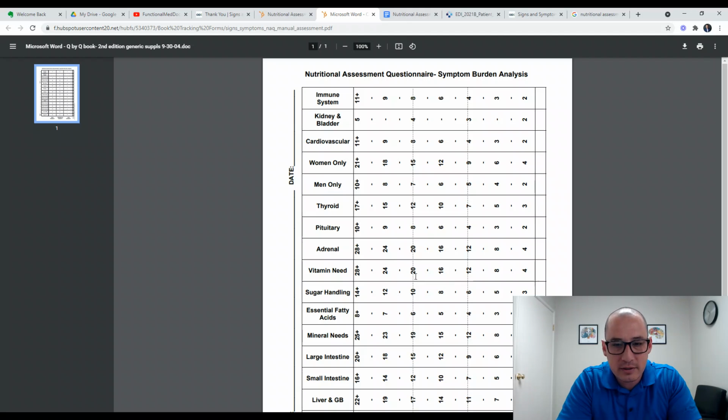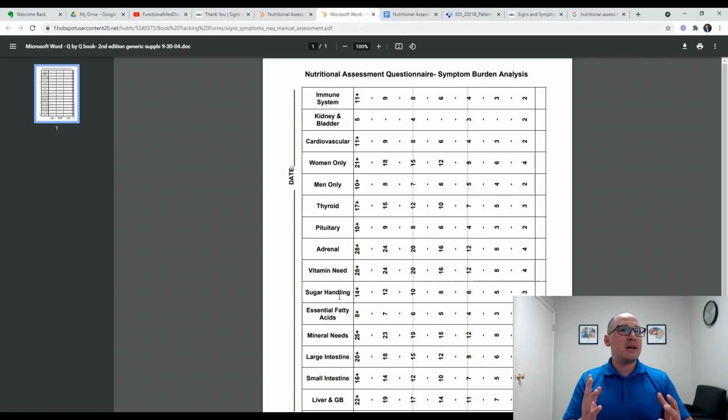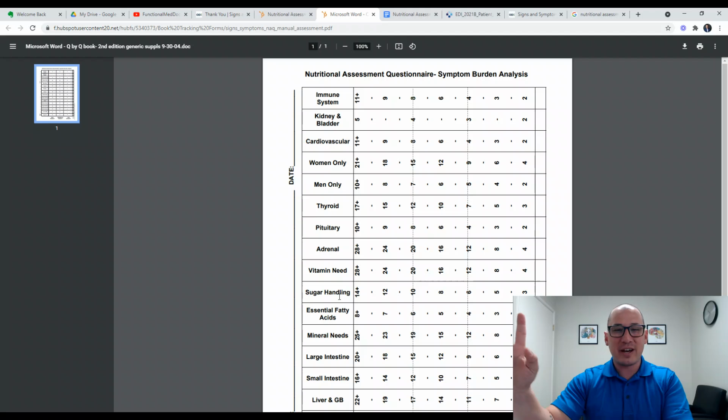If someone got a 12 on their sugar handling, that is not saying they have diabetes, metabolic syndrome, or otherwise. It's just saying investigate it because maybe there's a good probability, okay? So I don't want people to get the wrong context and use something like this to forego actual healthcare professional advice and medical professional advice, okay? So I'll put that little caveat out there.